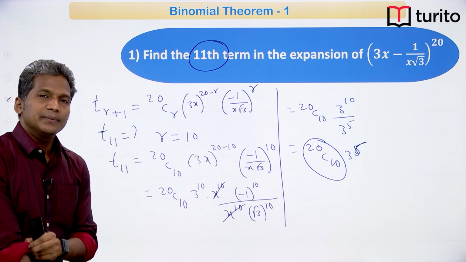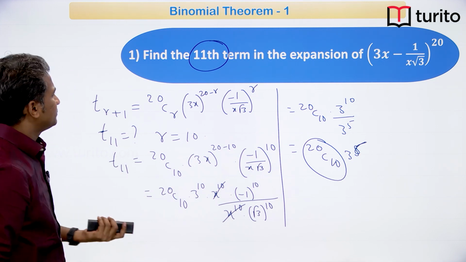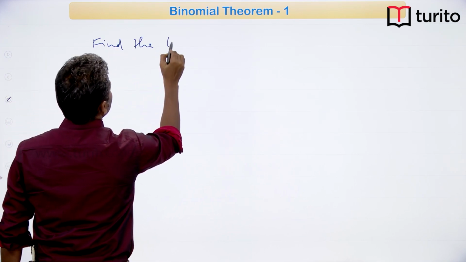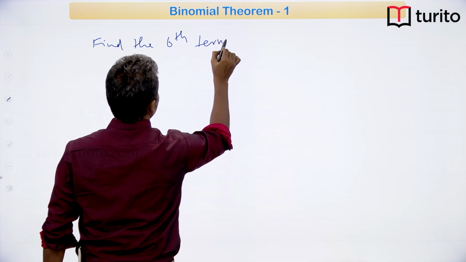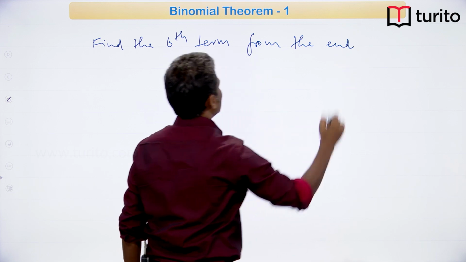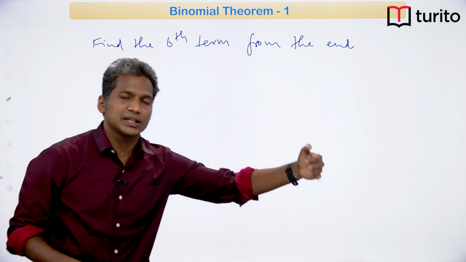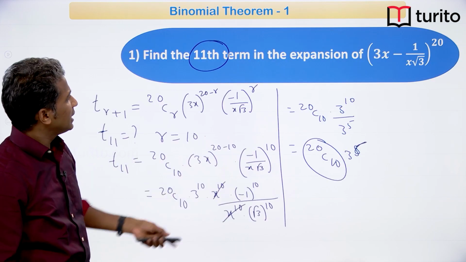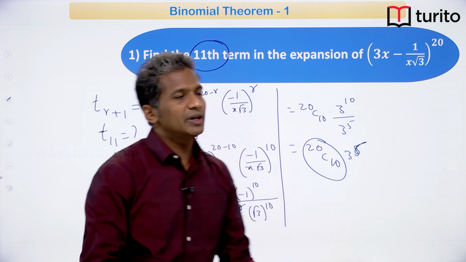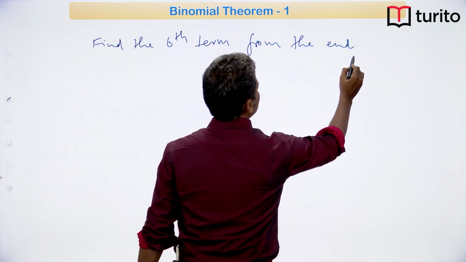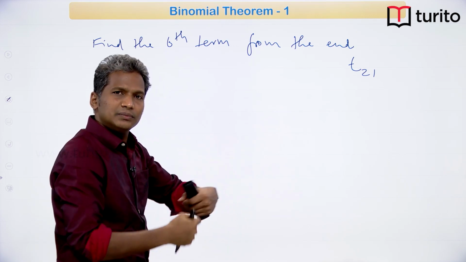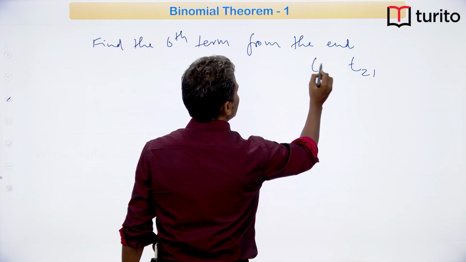Suppose in the same question there is a slight variety. Let us say the question is, find the sixth term from the end. That means we want the sixth term from the last term. So how do we do this? In this expansion, how many terms will there be in total? 21 terms will be there. So the last term is going to be T21. What about the next term? The last but one term is going to be T20.